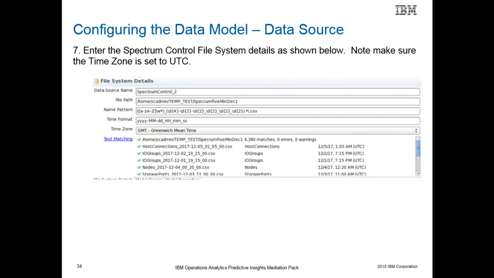We will now discuss how to configure the Spectrum Control data model data source. To configure the data source, enter the data source name as Spectrum Control and the file path of the Spectrum Control CSV files. You must also make sure the time zone is set to UTC.